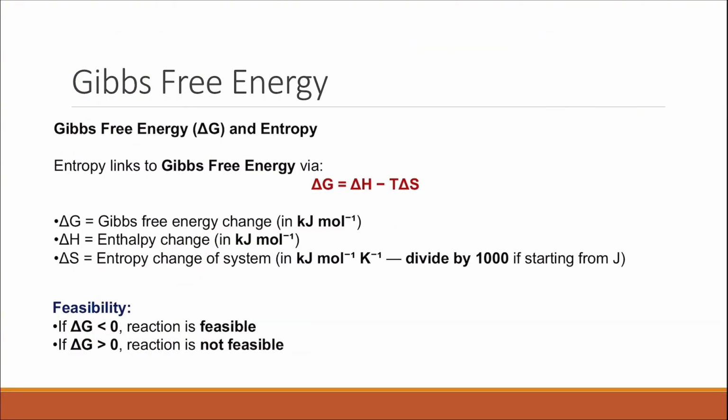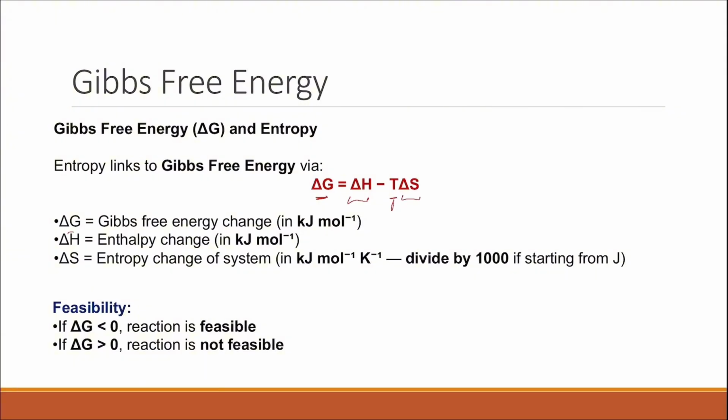Gibbs free energy is what we use to judge whether a certain reaction is going to be feasible or not. Gibbs free energy links the enthalpy change with the entropy change, so it accounts for both. Not only the enthalpy change is responsible for whether a reaction is going to take place or not, but also the entropy change. So Gibbs free energy, delta G, equals delta H, the enthalpy change, minus T, the temperature of this particular reaction in Kelvin, multiplied by delta S, the entropy change.